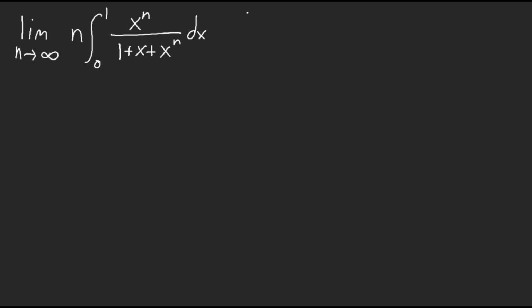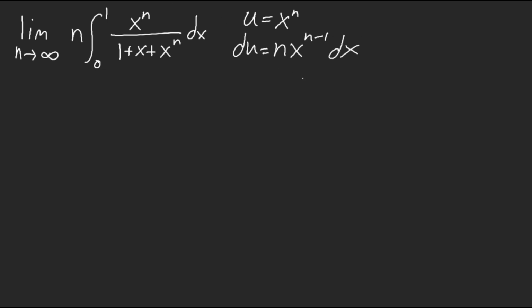We can let u equal x to the power of n, and du is equal to nx^(n-1) dx. To find this, we need 1 over n equal x, so the derivative is going to be 1 over n u^(1/n - 1) du equal dx. So this 1 over n is going to cancel out with that.